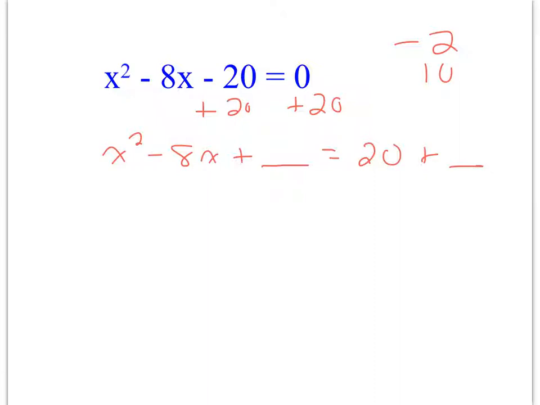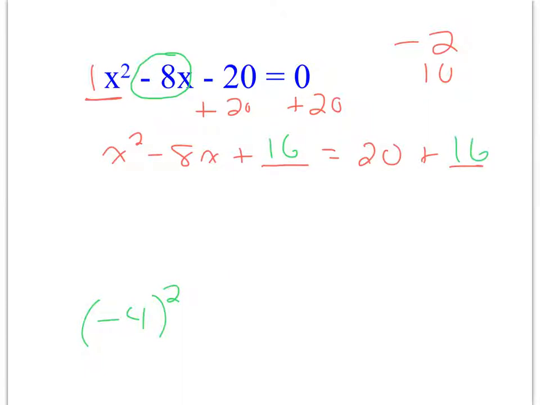Our next step now is to divide all the terms by the a. Well, the a in this case was 1. I have 1x squared. So that's nice that I don't need to do that step at all. My next step is to look at the b term. Okay, my b is negative 8. So I'm going to take that negative 8 and divide it by 2. I get negative 4. I'm going to square that. Negative 4 squared is 16, and I'm going to add that into both of my blanks. So I'm adding 16 into both of my blanks.